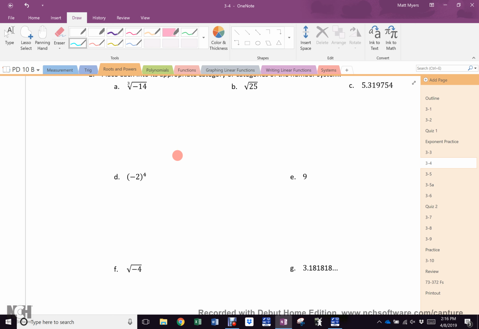Does 14 have a cube root? 1 times 1 times 1 is 1. 2 times 2 times 2 is 8. 3 times 3 times 3 is 27. Was there anything between 2 and 3? Which is where that would have to be, right? Because it's between 8 and 27, right? Yes. So what is that? Some ugliness. An ugly root, which makes it irrational.